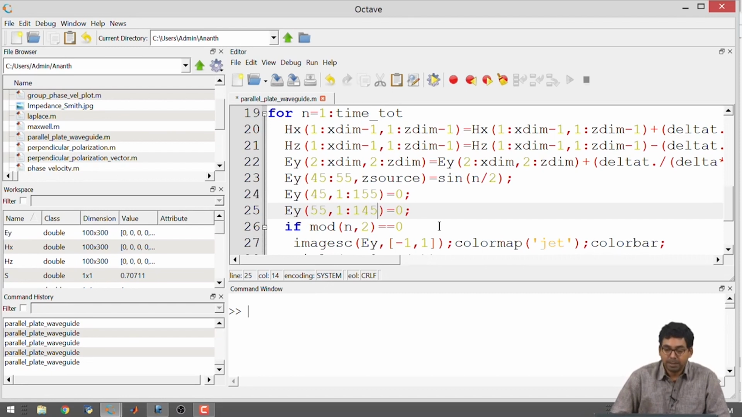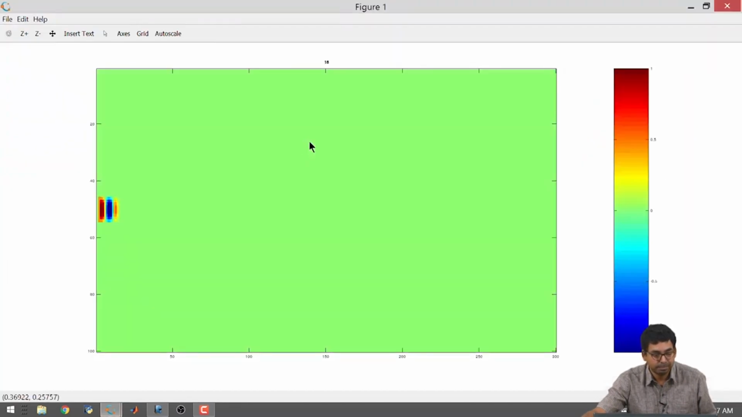Okay. Now, I have just made 2 plates, one plate 10 units longer than the other, which is the width of the waveguide that I have chosen over here, right. So, I will just run to make sure that I am getting something on the other side. I have not inserted the second pair of plates over here.